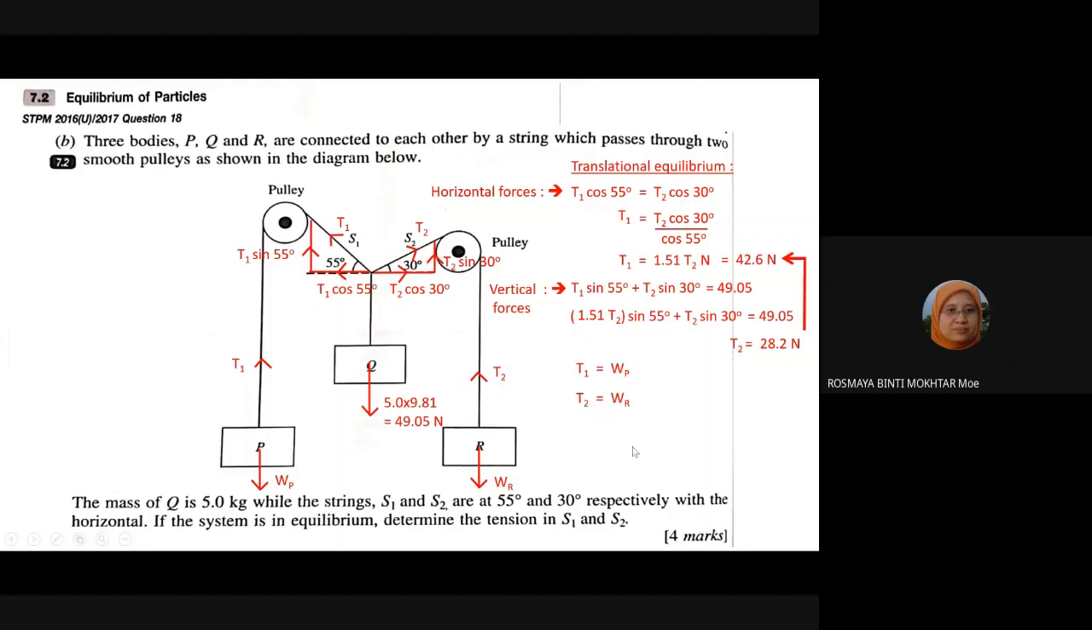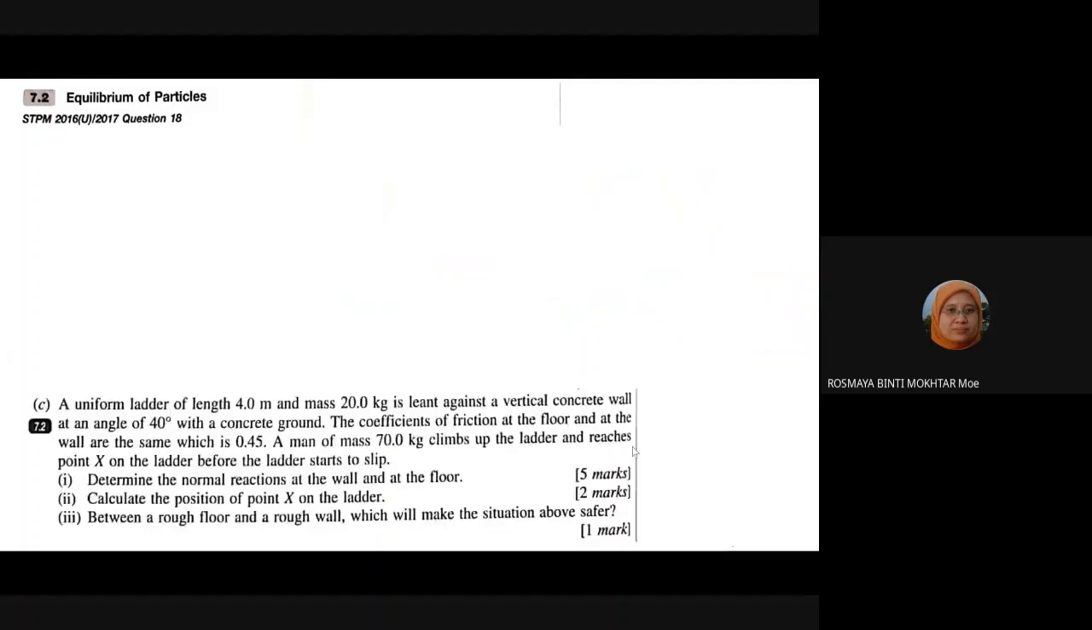Okay. Any more problem for question 1B? Okay, no. So we go to question C.